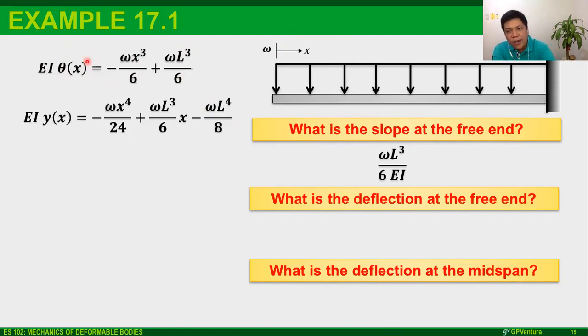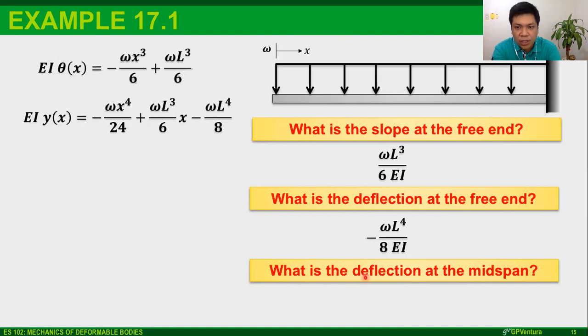Next, what is the deflection at the free end? I just substitute x equal to 0 in this equation, because that is where the free end is. This is where my origin is. So I substitute x equals 0 here and here, then divide by EI. I now have y is equal to negative omega L to the 4th over 8 EI. It makes sense that the answer is negative, meaning the deflection is downward. The load is downward, so you should expect that the beam will deflect downwards as well.